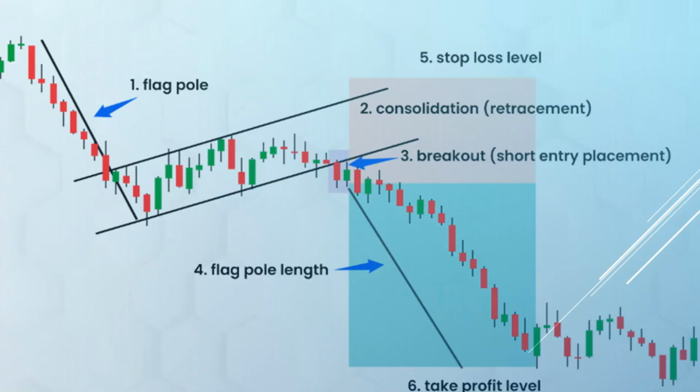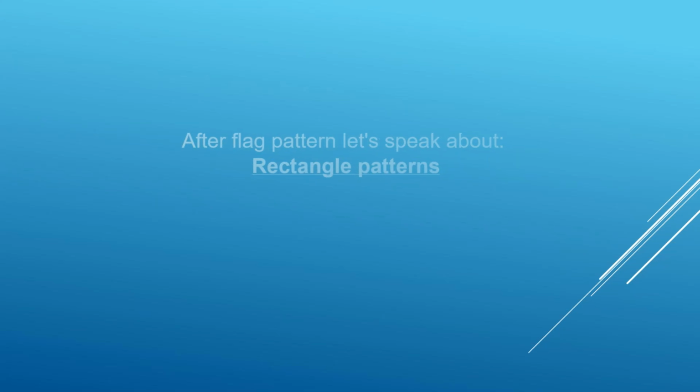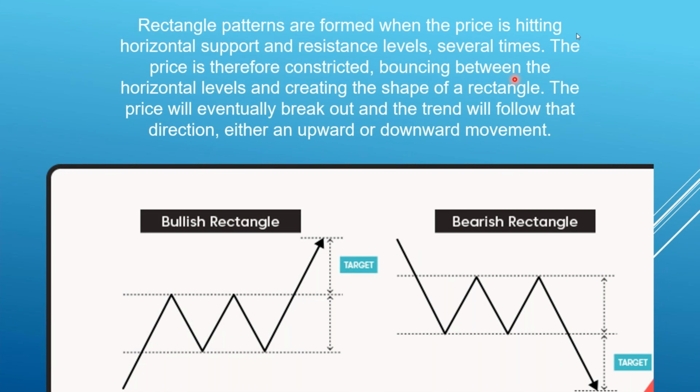Let's move on to the other patterns. After the flag pattern, let's go to the rectangle pattern. This is very common. You will see it a lot in the market. There is, of course, bullish rectangle and bearish rectangle. The rectangle pattern is formed when the price is hitting horizontal support and resistance levels.